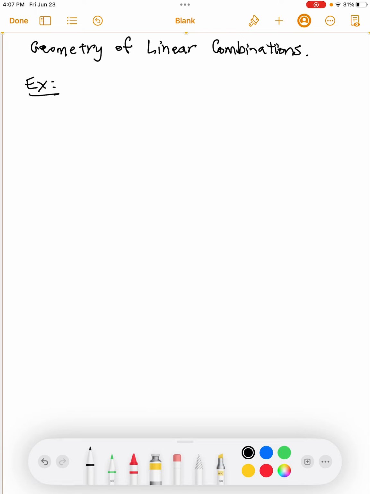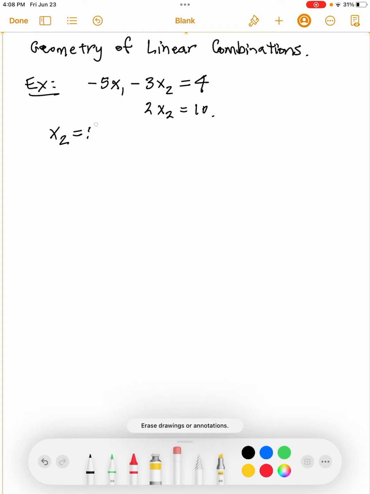Let's just look at a simple example. Let's just look at the system of equations negative 5x1 minus 3x2 equals 4, 2x2 equals 10. Well, it's pretty easy to solve this. So, for instance, the second equation tells you that x2 is 5. And then what do you get for x1?